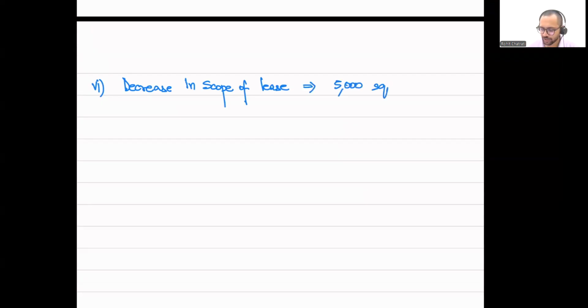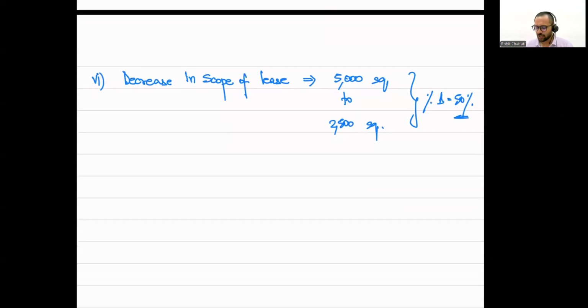And the sixth case that we saw was a decrease in the scope of lease, where 5,000 square meters became 2,500 square meters. So there was a decrease of 50 percent. The percentage change was equal to 50 percent. Therefore, in this case, as a shortcut method, we were able to derecognize the ROU asset and lease liability by 50 percent. After derecognition, we recognized the gain or loss.